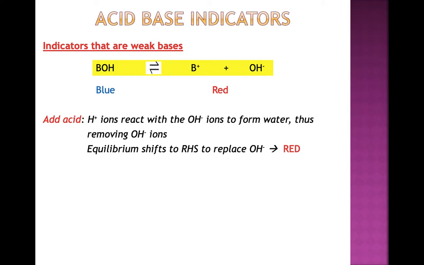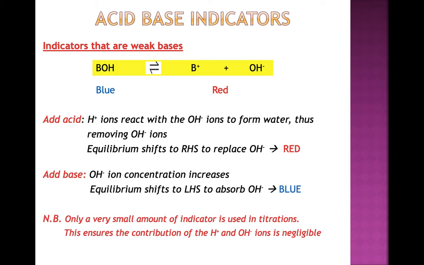What will happen then if you add a base? If you add a base, you are putting in OH minus ions, so you're increasing the concentration of those on the right hand side there, and if you do, you will drive the equilibrium over towards the left in order to use them up, and if you drive the equilibrium to the left, you'll get the blue colour of the BOH.